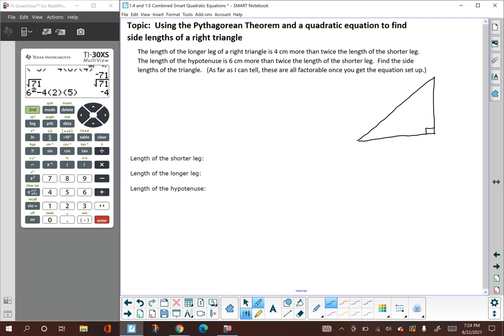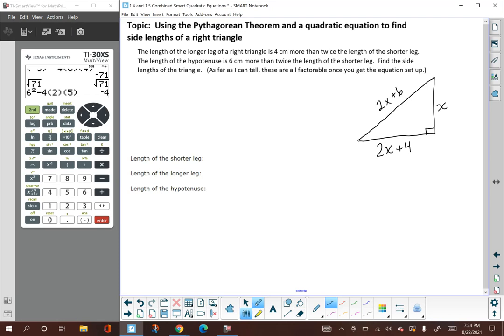So here's my right triangle. It says the length of the longer leg of the right triangle is 4 centimeters more than twice the length of the short leg. So I'm going to call the shorter leg x, and the longer leg is twice the length of the shorter leg, but 4 more than that, so 2x plus 4. The hypotenuse is 6 more than twice the length of the short leg. Our goal is to calculate the lengths of the sides of the triangle.